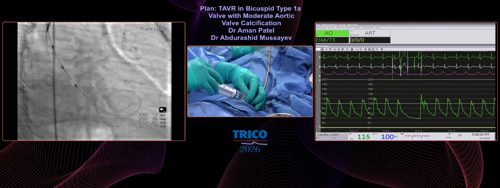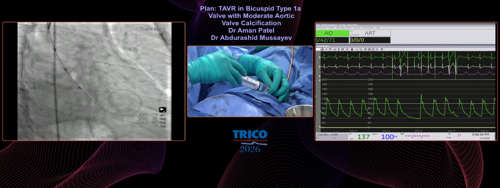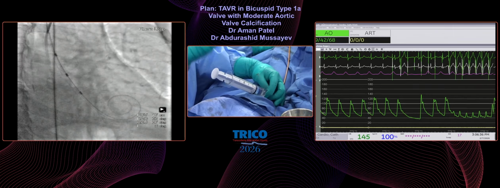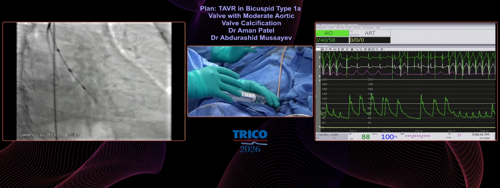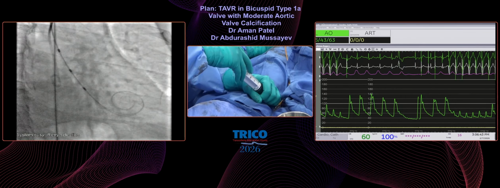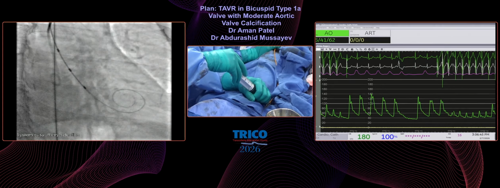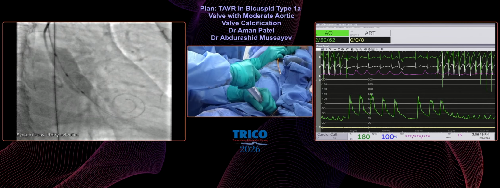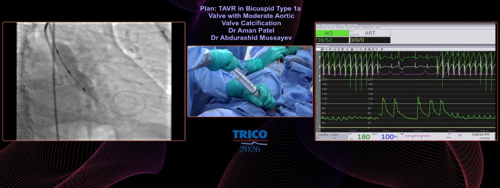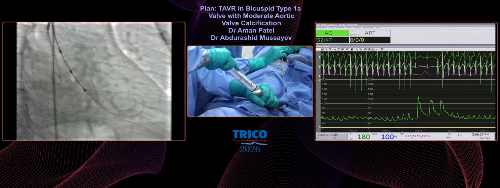Pacing on. Okay. Stop pacing. Okay, 180. Ready? Pace 180. Pace on. Okay. Go up slowly. Go up all the way. Deflate. Stop pacing. Pacing off.